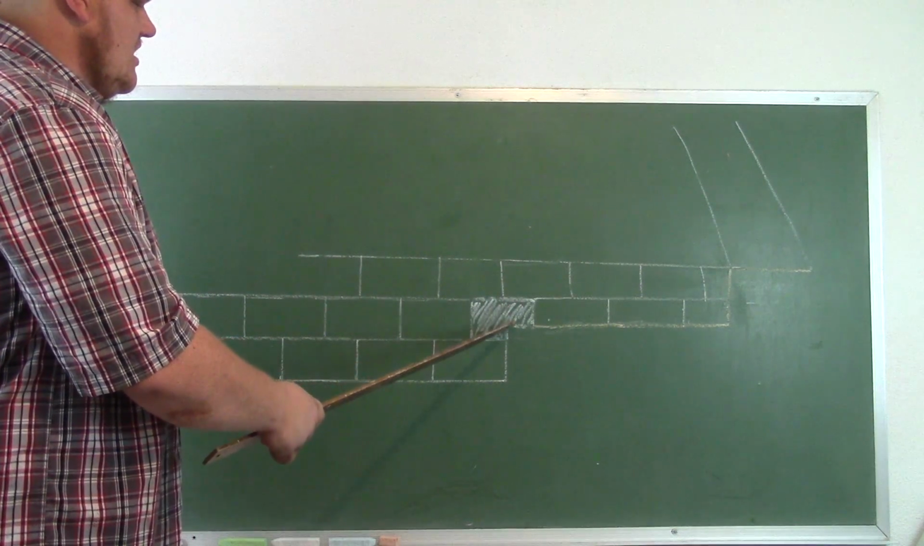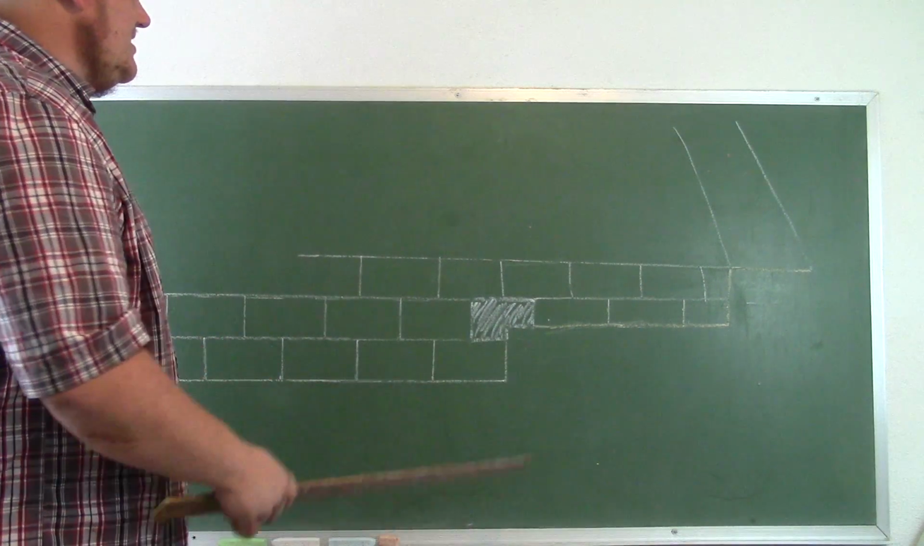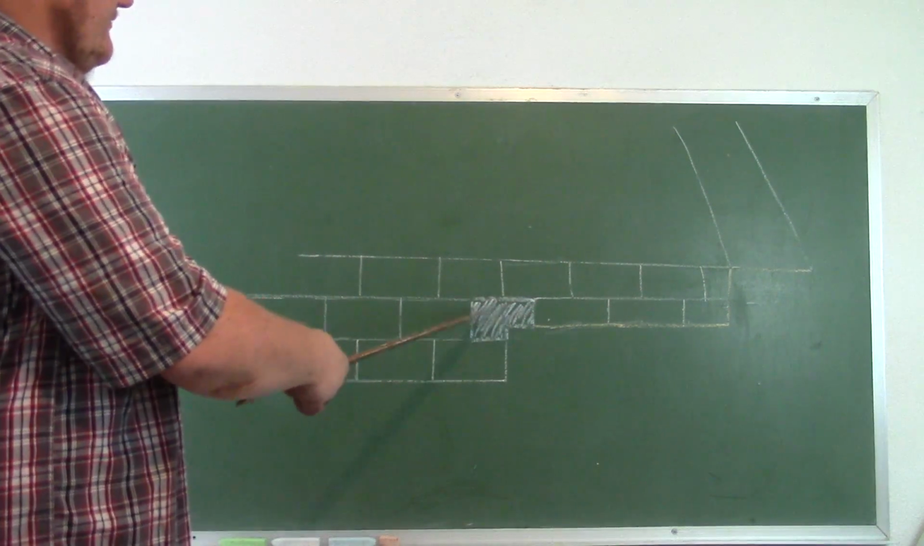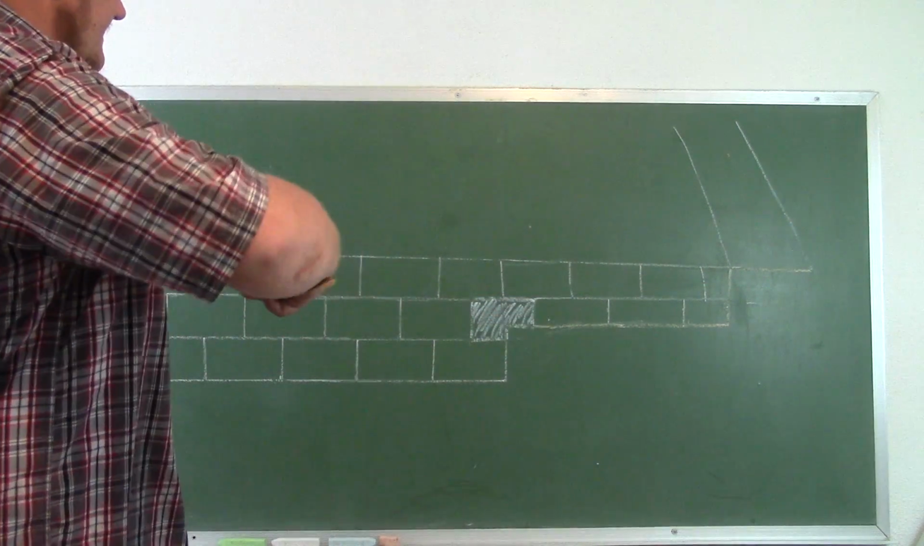The center block support is going to be right in there, and I'm going to have to maybe cut into it and stuff like that. I could just fill that void with concrete and then go right over the top of it.